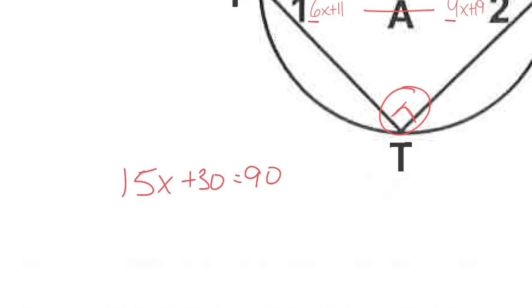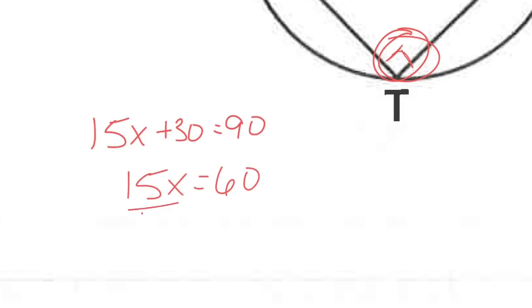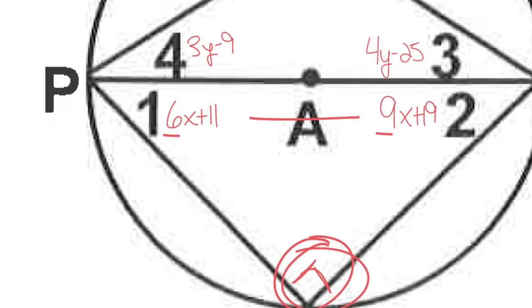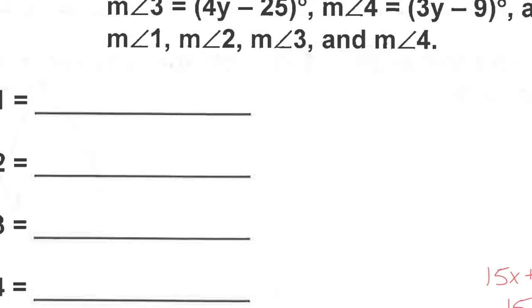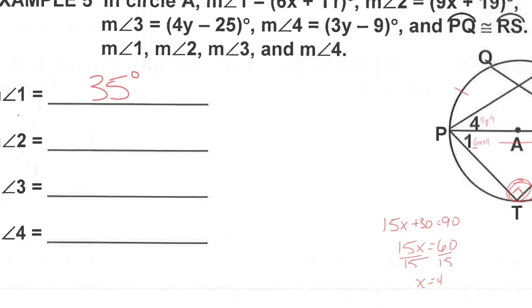You could add in this 90 and set equal to 180, but that's what you're going to end up with anyway. I subtract 30 from both sides. I get 15x equals 60. I divide both sides by 15, and I get x equals 4. And now it's just a matter of plugging things in. So 6 times 4 is 24 plus 11 would give me 35 degrees. And then 9 times 4 is 36 plus 19 is going to give me 55 degrees.